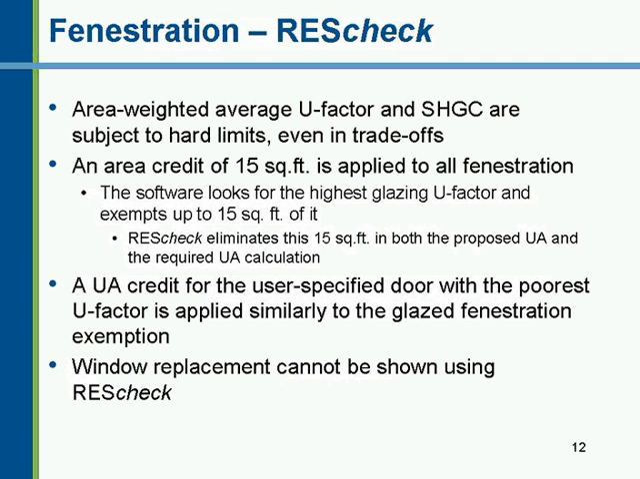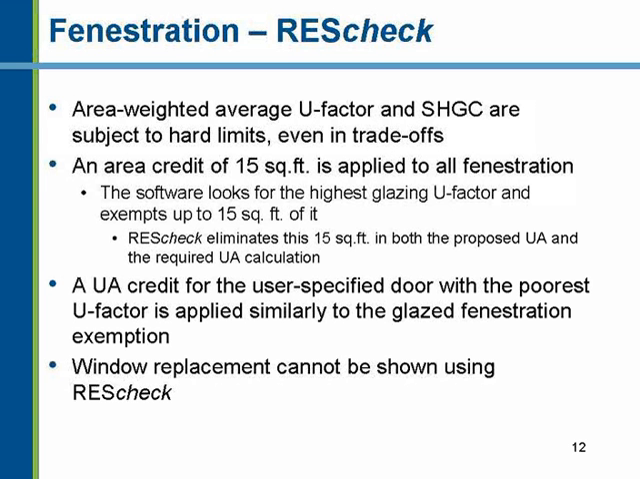Now, how does REScheck handle the fenestration requirements? REScheck does calculate an area weighted average, so the U factor and solar heat gain that are subject to these hard limits are calculated in REScheck. And I'm going to show you how you can look at this and not have to go to your code book to see where these requirements are if they're applicable in your location.